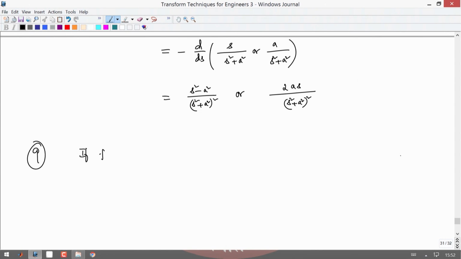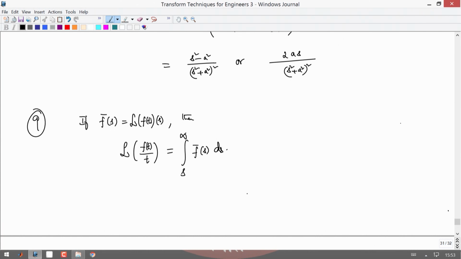If I have a Laplace transform, f bar of s is the Laplace transform of f of t, then the Laplace transform of f of t by t, now you have a division with t instead of multiplying, is actually the integral from s to infinity of f bar of s ds, where s is a real variable which you are integrating from s to infinity. This is where we use a property of uniform convergence of the Laplace transform integral.